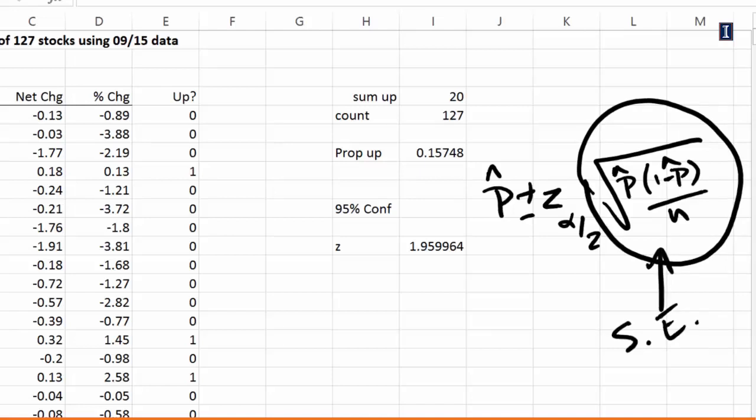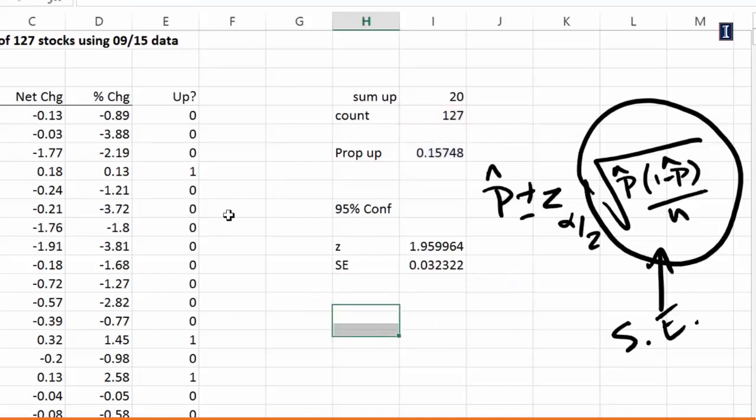So I'm going to calculate my standard error here. And my standard error is the square root of, and I'm going to use as many parentheses as I need to make sure that my order of operation is correct. So it's p hat times 1 minus the p hat. And this is going to give me the numerator under that square root, divided by my sample size. And in this case it is my count, 127. Now I'm ready to close my parentheses and return.